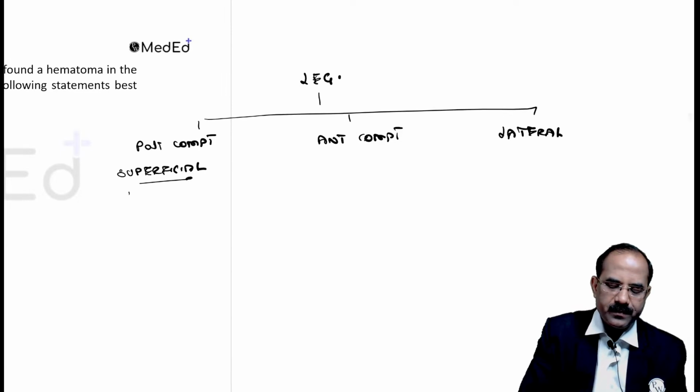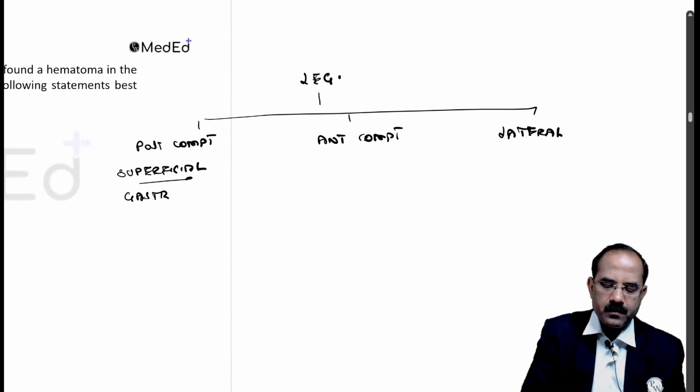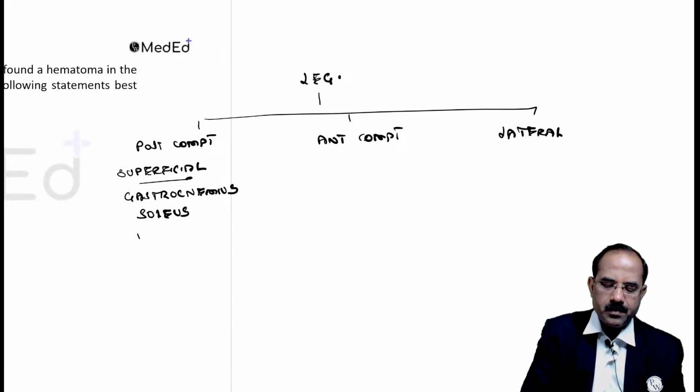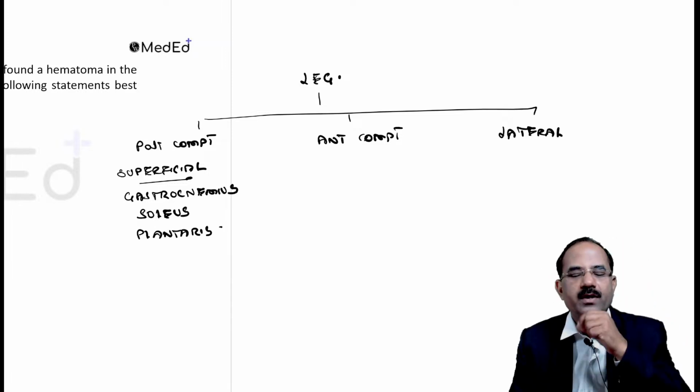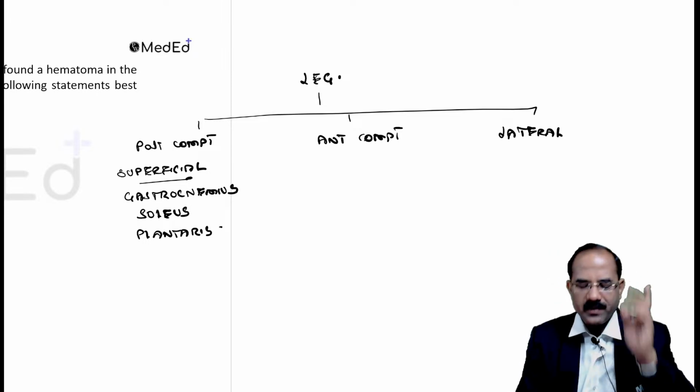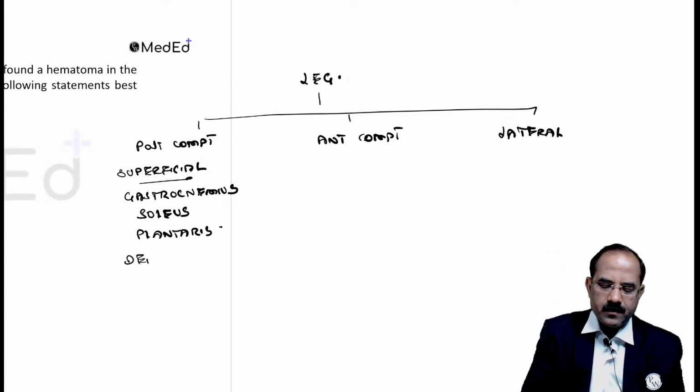Who are the superficial muscles? Gastrocnemius, soleus, and third is plantaris. Gastrocnemius, soleus and plantaris. Their common tendon, what is that known as? Tendoachilles. Fine. Now coming to the deep muscles.